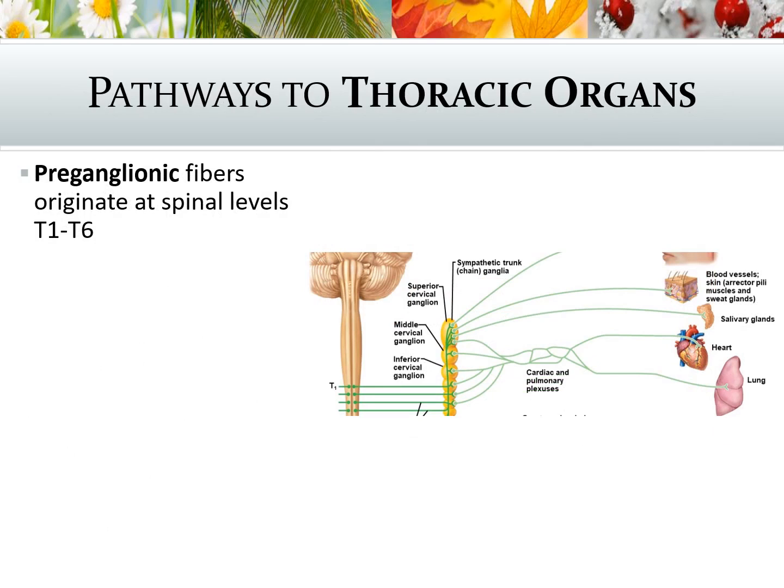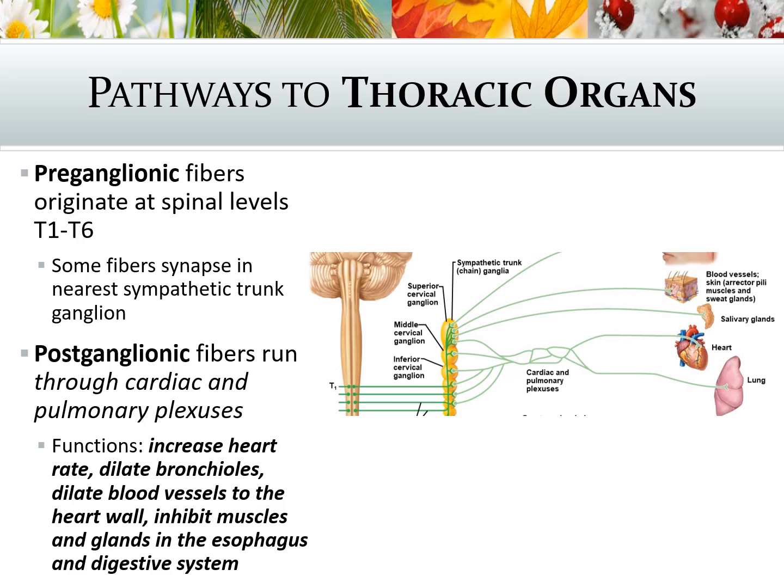So how do we get to the thoracic organs? We're pretty much almost at the right level, right? Some fibers are going to synapse in the nearest sympathetic trunk ganglion, but maybe some have to ascend a little bit upwards to get to maybe the heart and the lungs. The postganglionic fibers are going to run through these plexuses as well. So we have cardiac and pulmonary plexuses in the sympathetic system also.